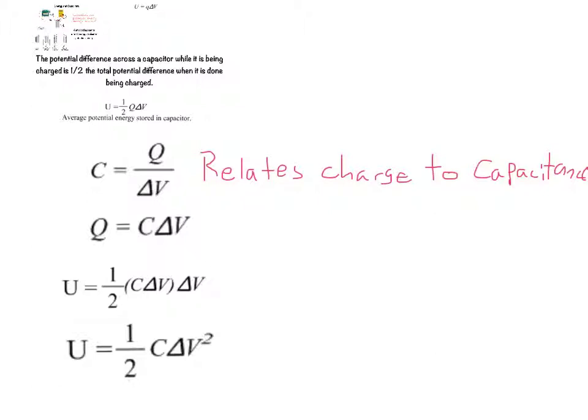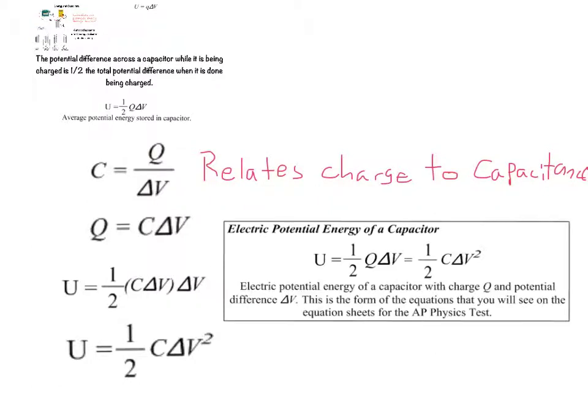So we have two equations we can use for potential energy stored in a capacitor: U equals 1/2 QV and U equals 1/2 CV squared, where U is the electric potential energy of a capacitor with charge Q and potential difference ΔV. And this is the form of the equation that you're going to see on the AP equation sheet. The potential energy stored in a capacitor depends on the square of the potential difference across it.